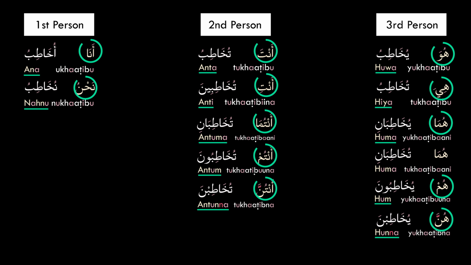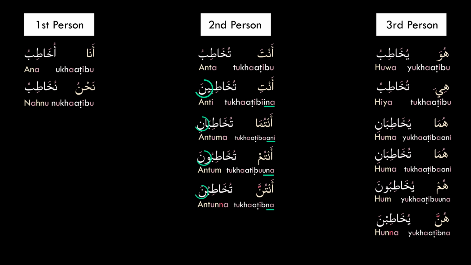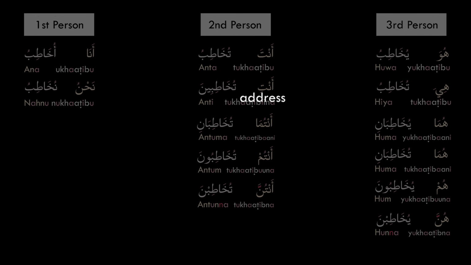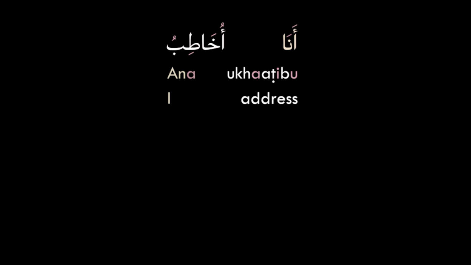We have 12 subject separate pronouns and 4 subject attached pronouns. Till now I have only a verb and a subject. But what if I want to add an object, like addressing the kid? I simply add the kid, الولد, after the verb and put فتحة on its end to show that it is an object.